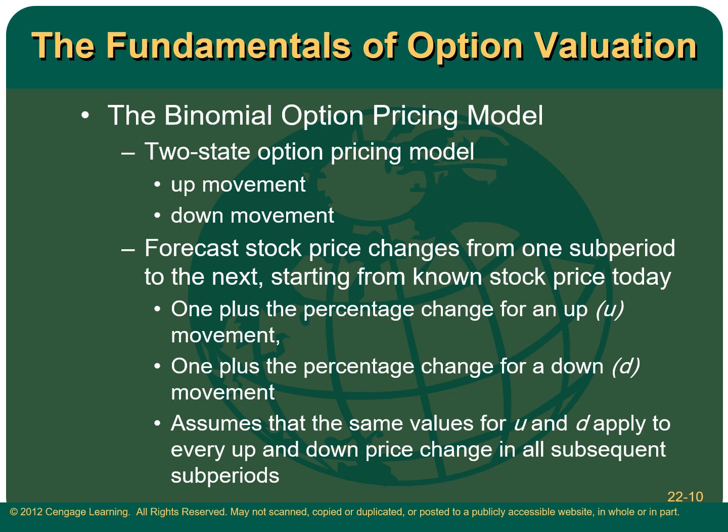Binomial option pricing model. This is the first trial to price an option. A two-state option pricing model, up movement or down movement, forecasts the stock price change from one sub-period to the next, starting from the known stock price today.